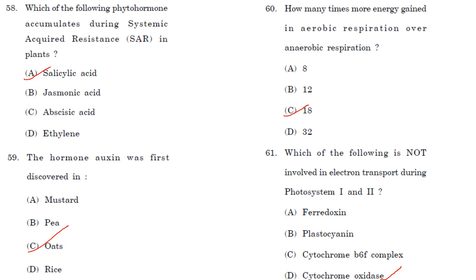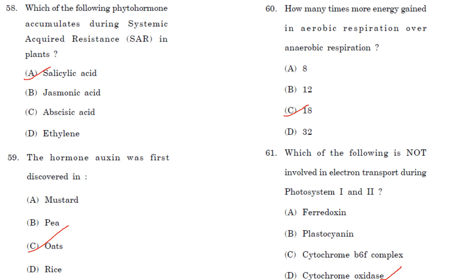Systemic acquired resistance is typically based on the hormone salicylic acid. So, the answer here is option A. The hormone auxin was first discovered in oat coleoptiles. So, the answer here is option C.